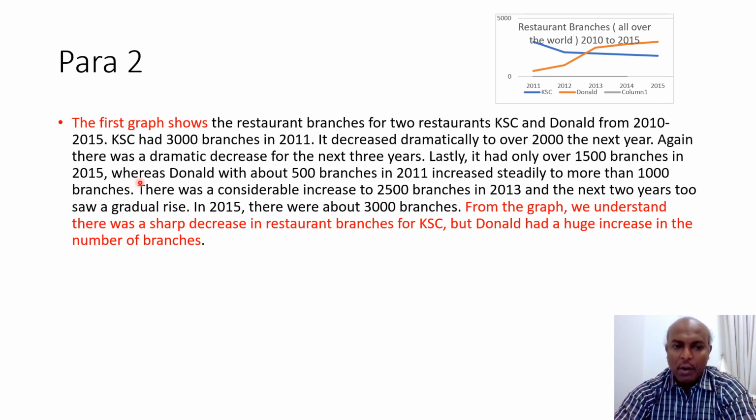Then use whereas. McDonald's, 500 branches in 2011. Mention the first number. Then it increased steadily. What was the number? Then I've used considerable increase. Considerable means a huge increase, to 2,500 in 2013. Over the next 2 years, a gradual rise. How many branches? 3,000 branches.